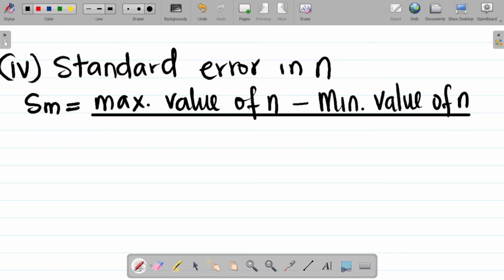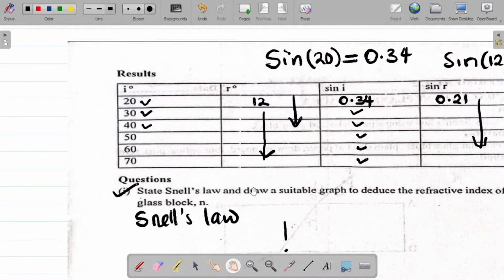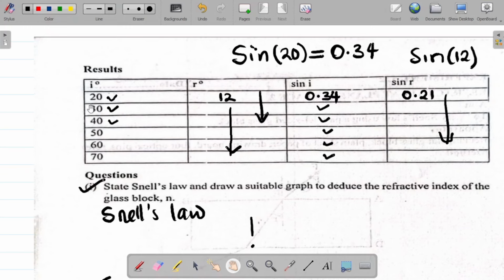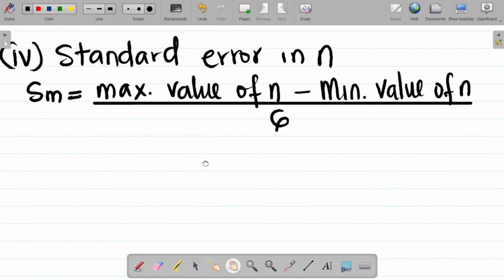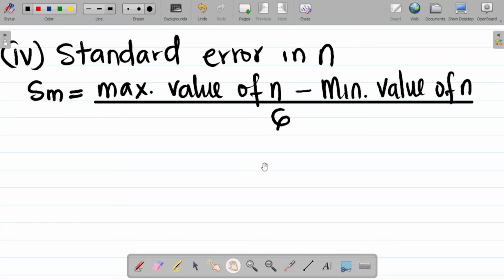Now the N here is simply the number of points we are given. By points I mean intervals, which is 6. Let's check this up. As I have 20, that's 1, 30, that's 2, 40, that's 3, 50, that's 4, 60, that's 5, 70, that's 6. So I'm given 6 intervals, and that's why I have 6 here.